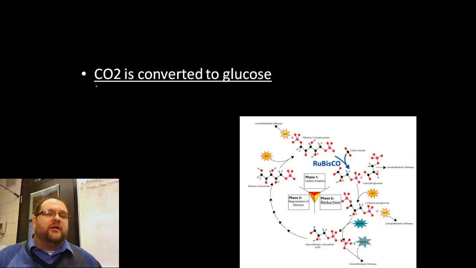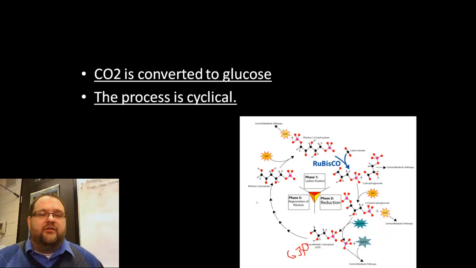Now, in this, we're going to take carbon dioxide and convert it to glucose. But before we convert it to glucose, we're going to turn it into a molecule called G3P, and that's a precursor to glucose. It's 1/2 of a glucose molecule.